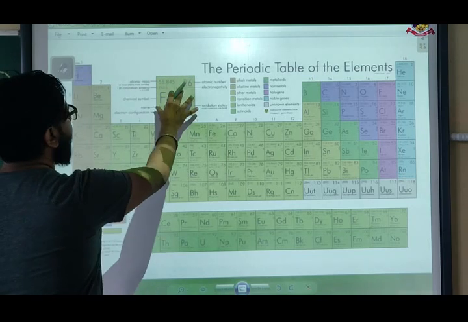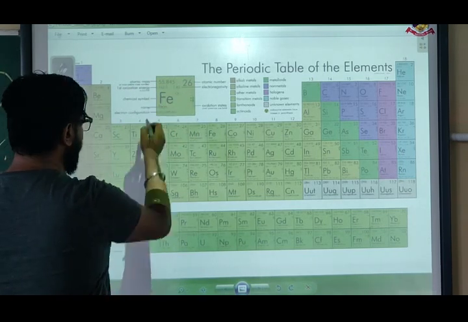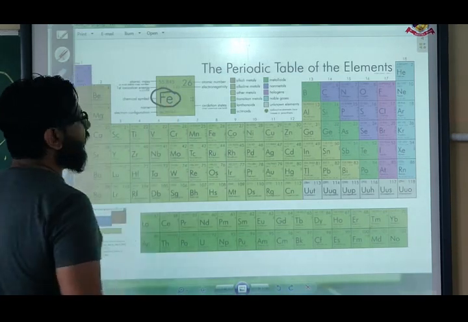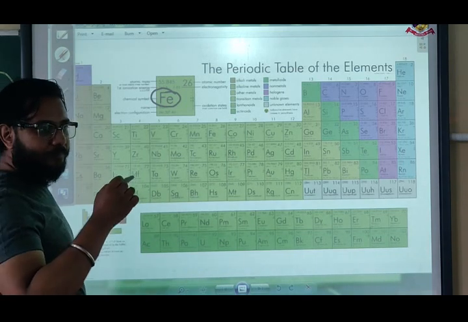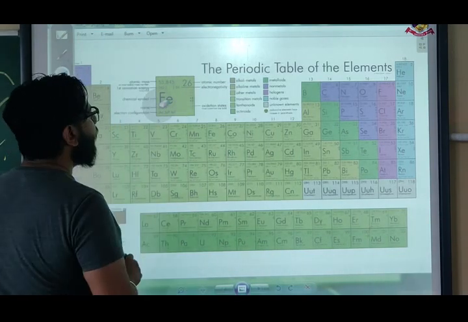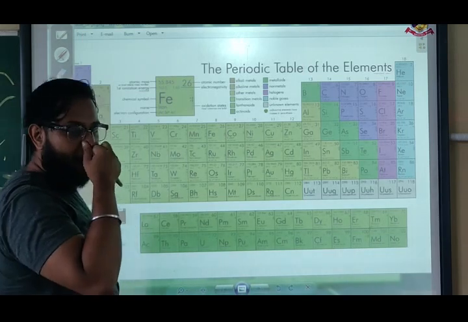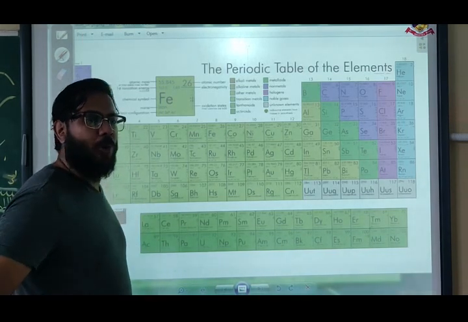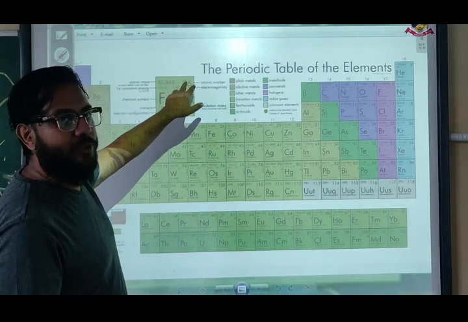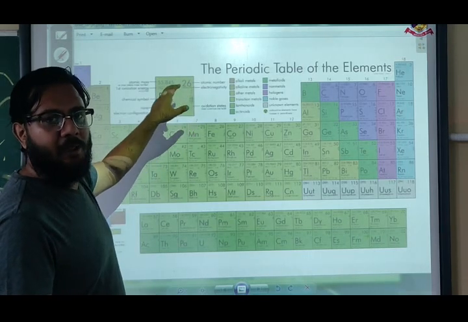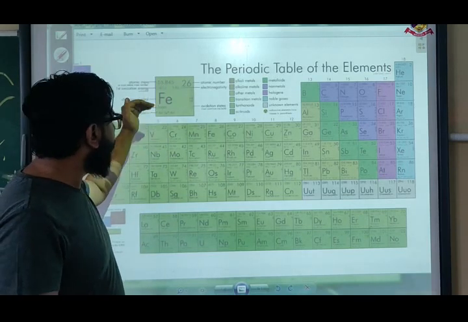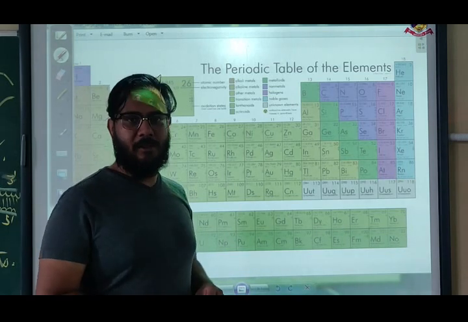Now let's look at iron. This Fe is its symbol. We don't write I-R-O-N for iron, we write Fe. This 26 on the top is the atomic number. Atomic number is always on the top. And then you'll have another value below, which is the atomic mass.